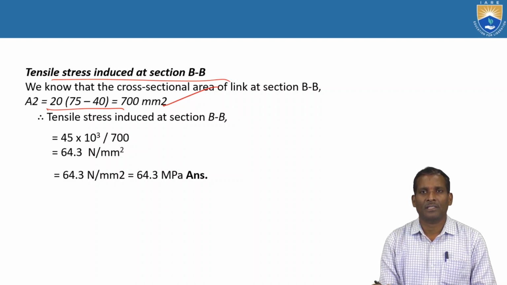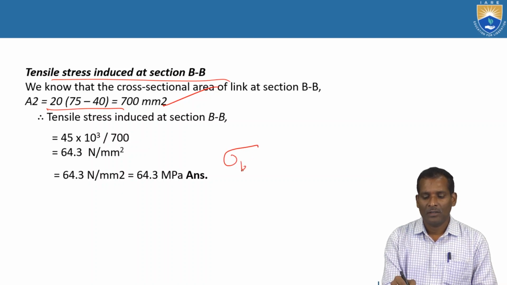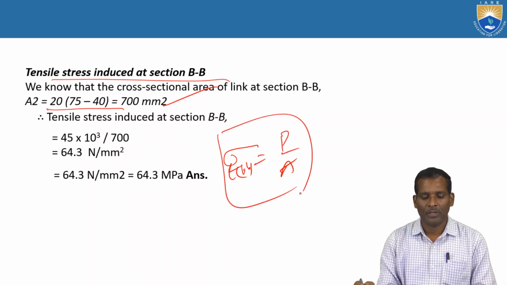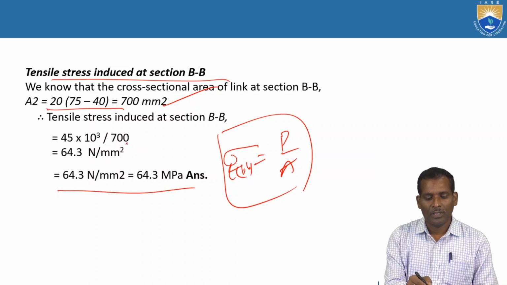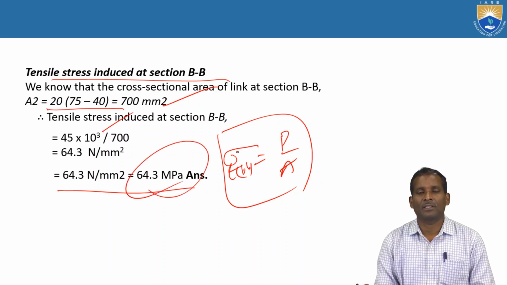Now calculate the tensile stress induced at section BB. Sigma T at section BB is equal to load per area. Here the load is 45 kilonewtons divided by the area. So 64.3 Newton per mm square, and we will get 64.3 megapascal.